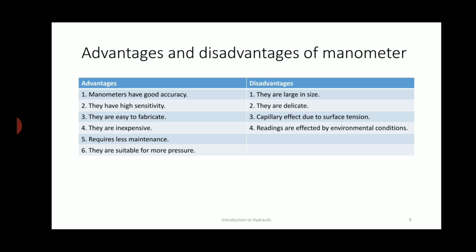Disadvantages of manometer. They are large in size. They are delicate and can easily get damaged. Surface tension of manometer fluid results in capillary effect. Manometer readings are affected by environmental conditions, altitude and gravity, etc.